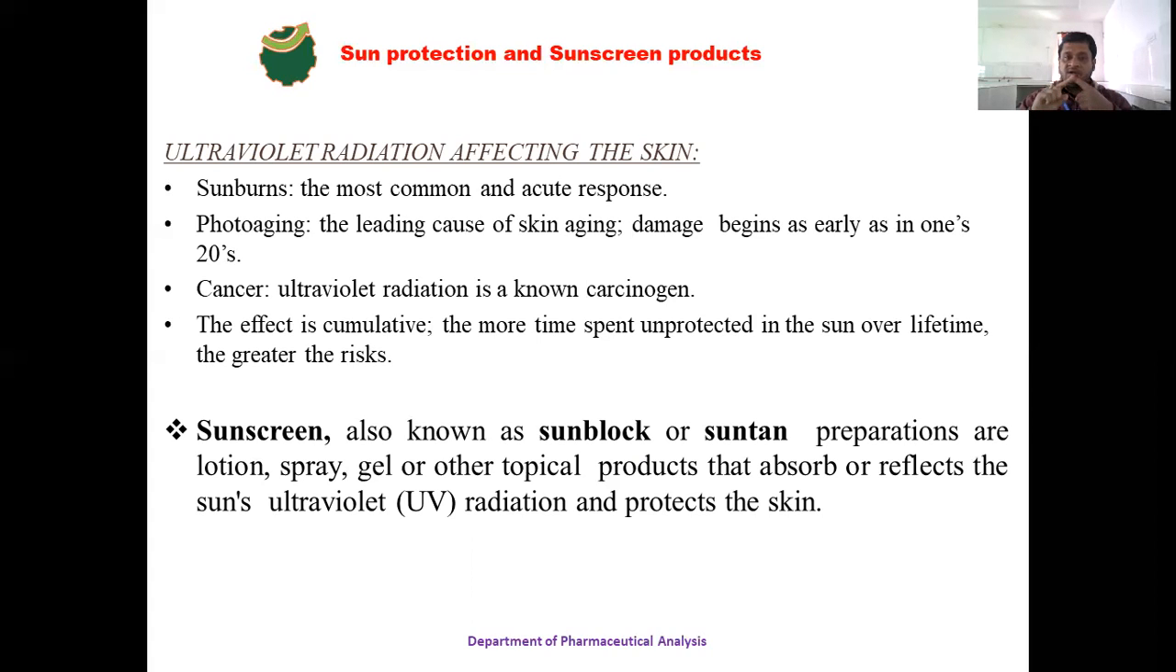So that particular liquid or semi-solid dosage form like lotion, spray, gel, or any other topical preparation, whenever you apply it, it will absorb. It is not that the skin will absorb the UV ray; the product itself will absorb or reflect that UV radiation, and then it will protect the skin. That is a sunscreen preparation or sunscreen product.